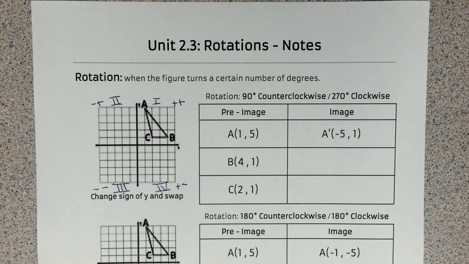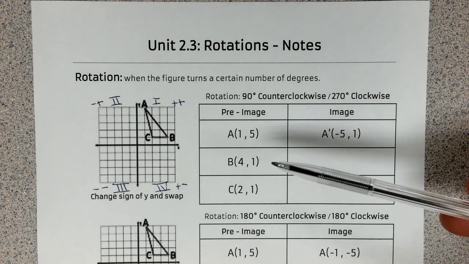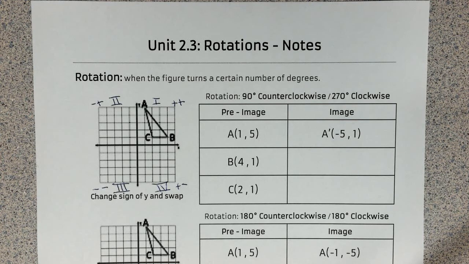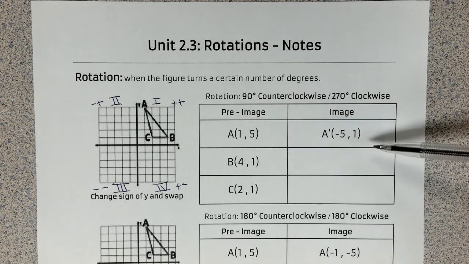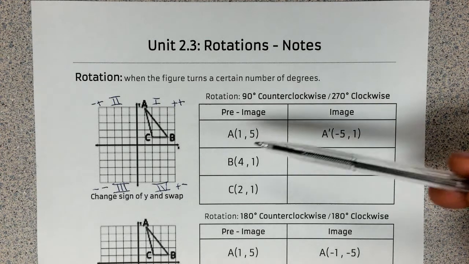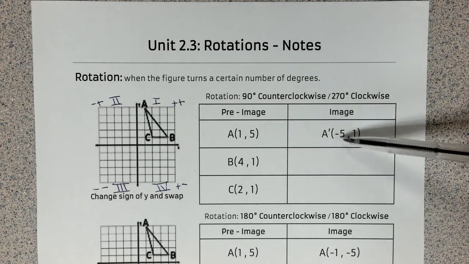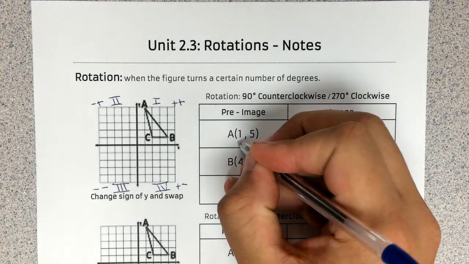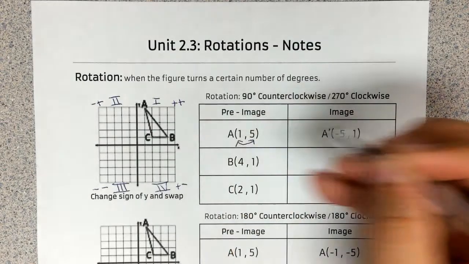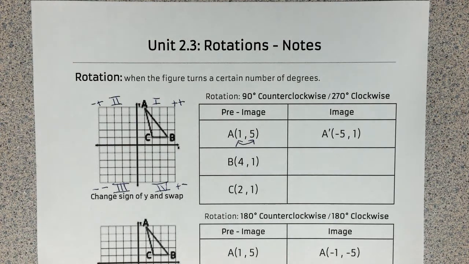Now, here is the special rule for all of our rotations. If it's not 180, then we are going to swap the coordinates. So as you notice here with the image of A and A prime, notice that the 1 and the 5 are now negative 5 and 1. So the 5 and the 1 swap, so we swap. And then we check what box we're in.